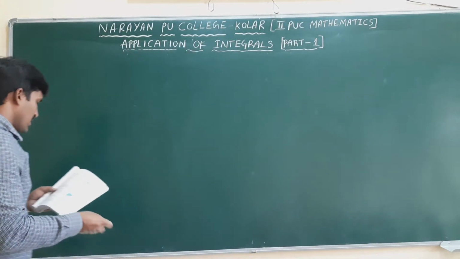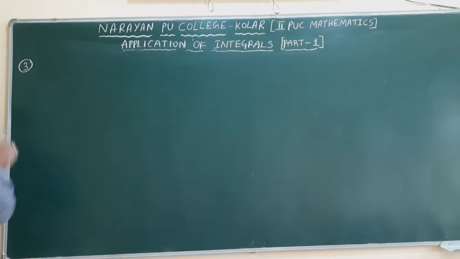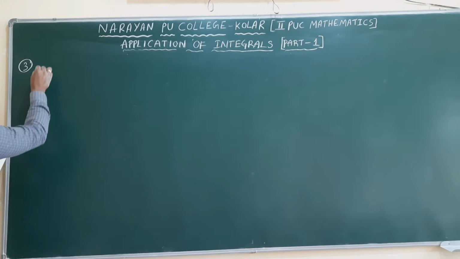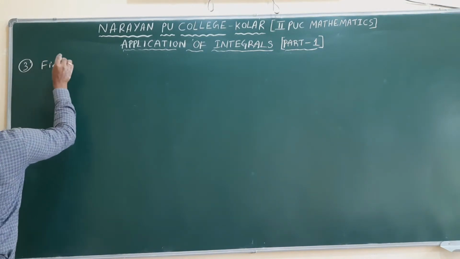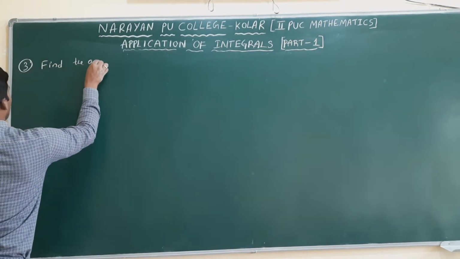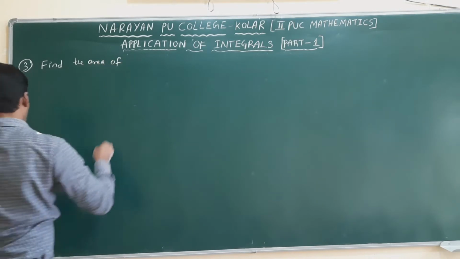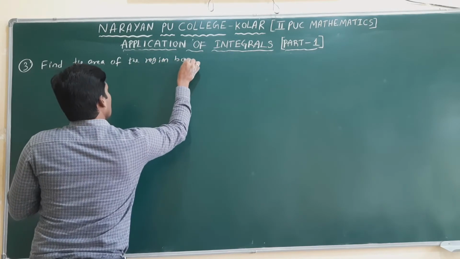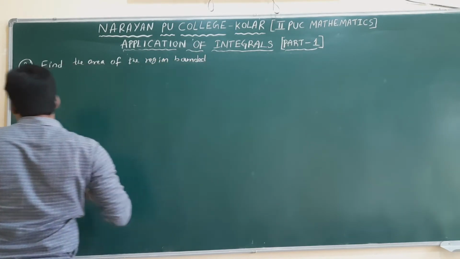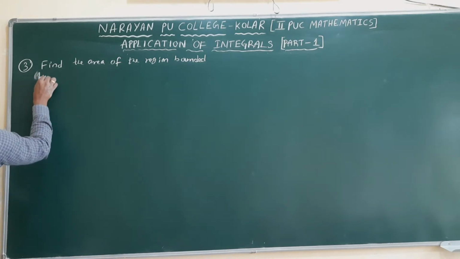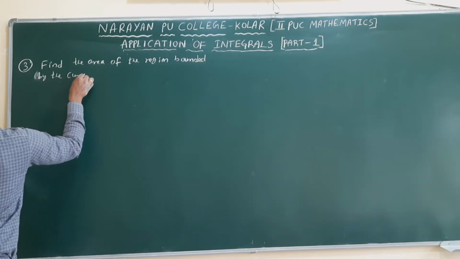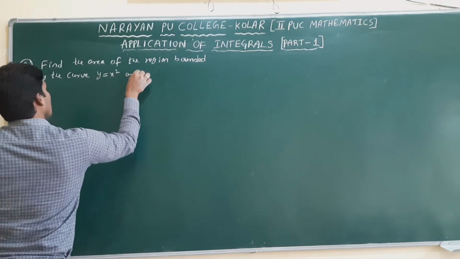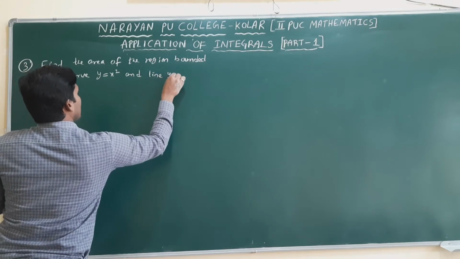Next, example 3. Next model: area bounded by a curve and one line they will give. How to find the area? Find the area of the region bounded by the curve y equal to x square and line y equal to 4.